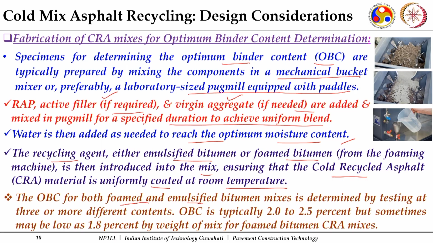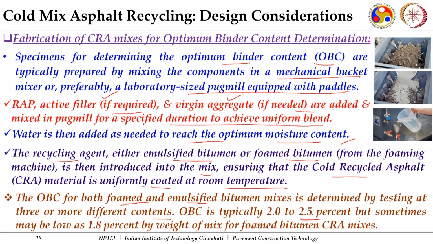Now, to work out the optimum dosage, we usually try at least 3 to 4 contents of your foamed bitumen or your emulsified bitumen. For an example, typically the optimum binder content is in the range of 2 to 2.5%, but maybe as low as 1.8% for a cold recycled asphalt mix with foamed bitumen.